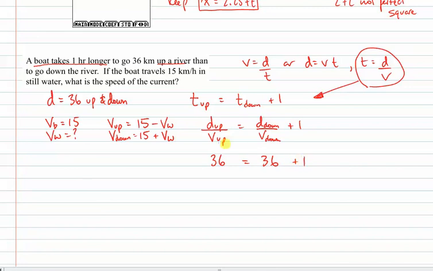The velocity going up is 15 plus velocity water. And going down, it's 15 minus, I think I've got these backwards, hang on. 15 plus going down. I got the signs backwards. Gotta check your work as you go.